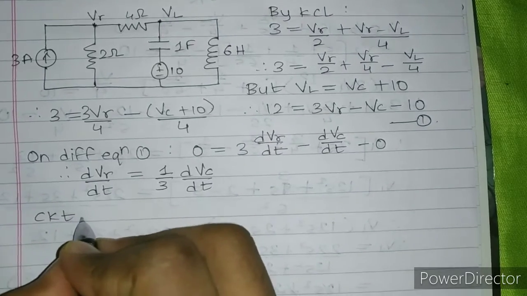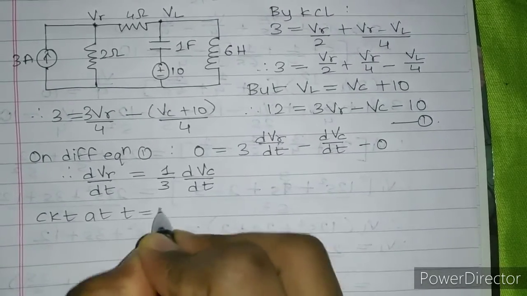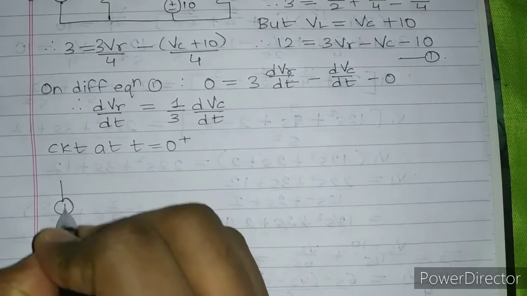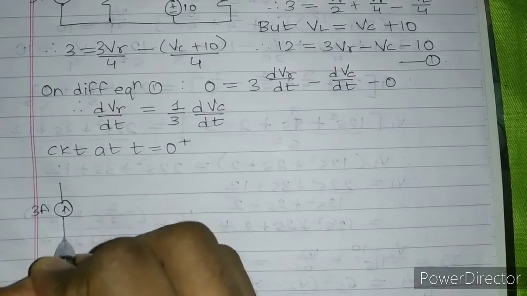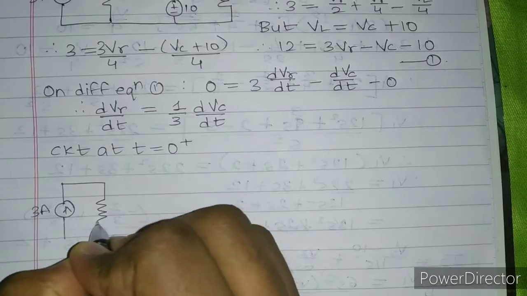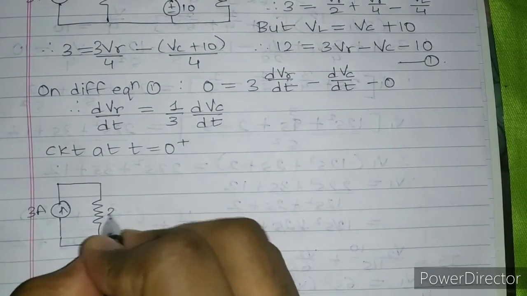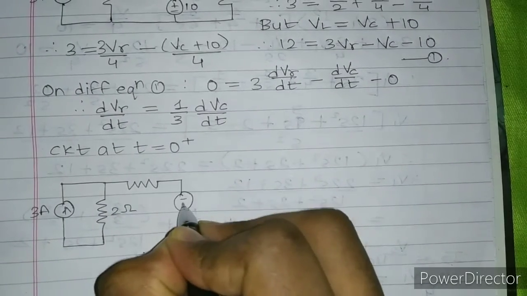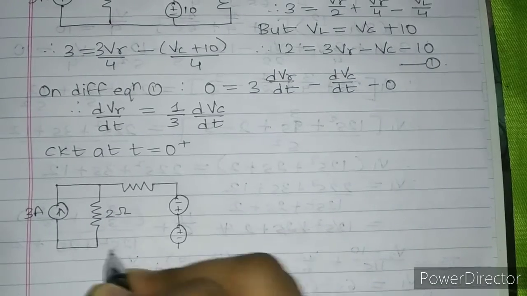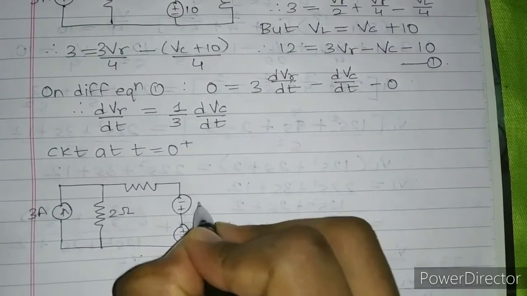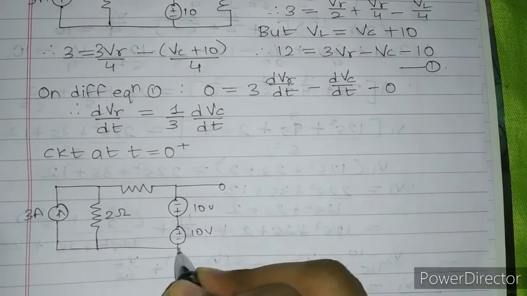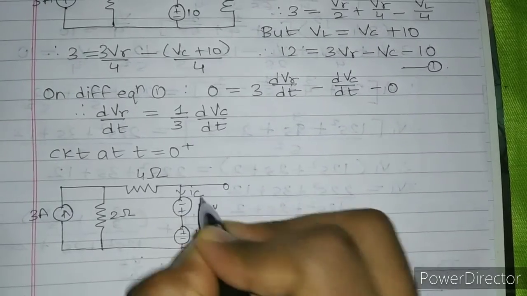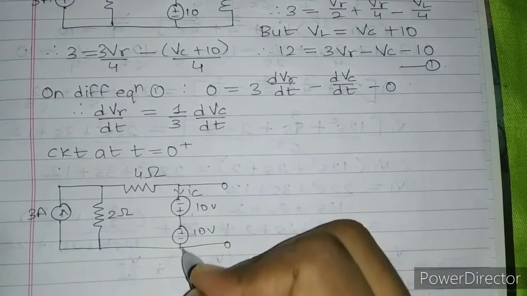Now let's draw the circuit for t is equal to 0 plus. So it will consist of this 3 ampere source, 2 ohm resistor, 4 ohm resistor. The capacitor will act as a voltage source of minus 10 volts. So I am drawing the polarity as reverse, 10 volts with reverse polarity. And the inductor will act as an open circuit, as IL of 0 plus will be IL of 0 minus, that is 0 amperes. Let the current through the capacitor be IC.